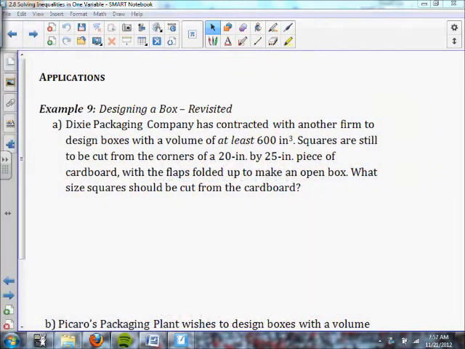We are designing a box revisited. Okay? We've done this type of problem before. We did this in section 2.7. We're solving equations in one variable. Now we're just going to have to change it to a little bit of inequality here.